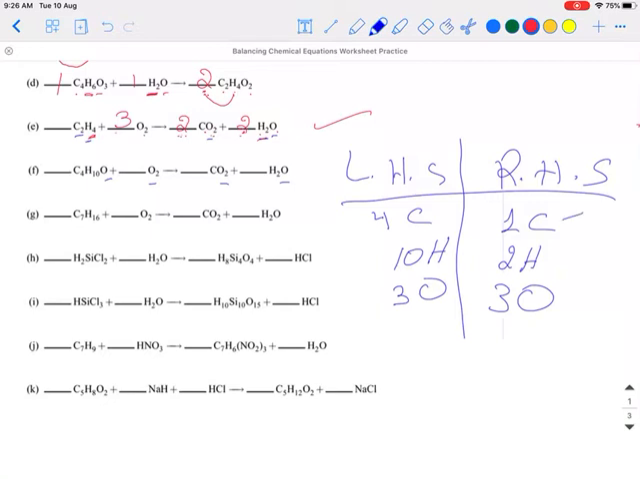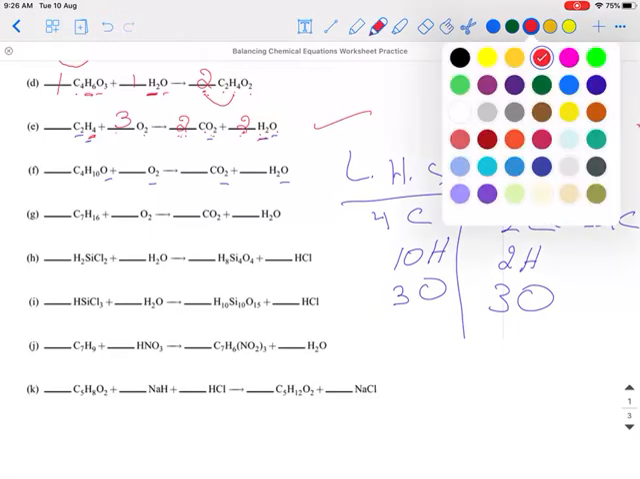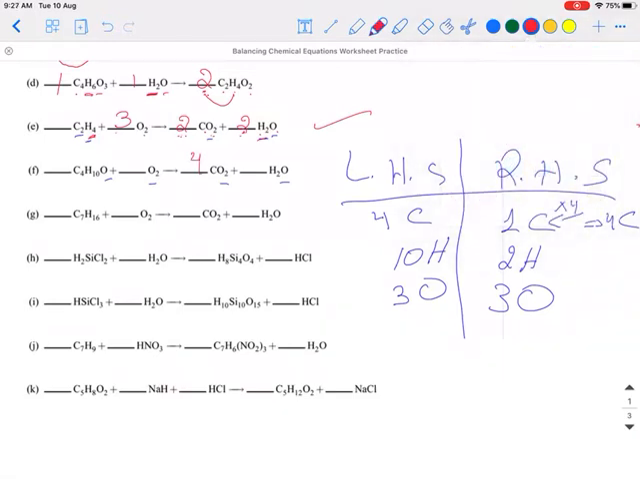So let us start balancing. I can multiply this by 4 to give me 4 carbons. So I can put here 4 carbon. Okay, carbon is fine. Now let me see hydrogen. Hydrogen I can multiply by 5 to give me 10 hydrogen, like this one. So this is 5. Now I'm left with the oxygen.